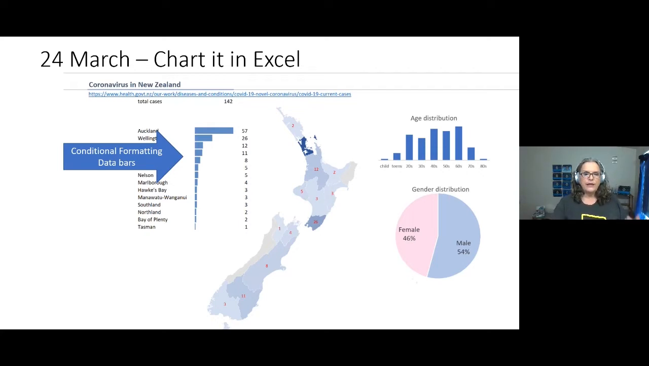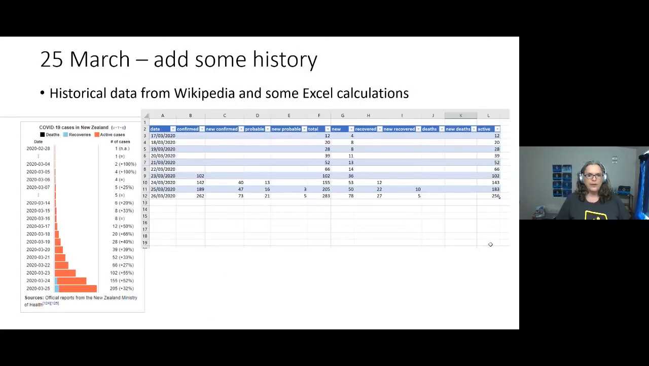So I needed some historical data, because I knew that there was data for yesterday and the day before and all that. I just had to find it. And I turned to Wikipedia. And here is a screenshot of the Wikipedia page of that day that had numbers for the first few cases in New Zealand with the dates that they were reported.